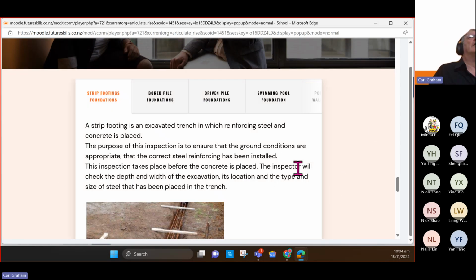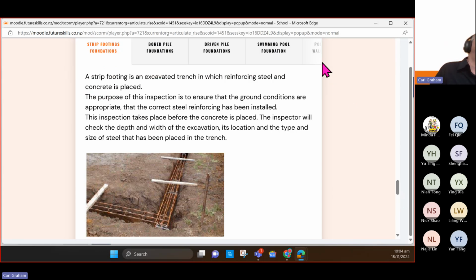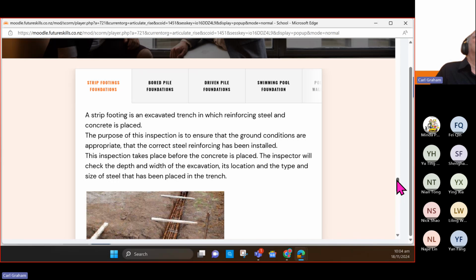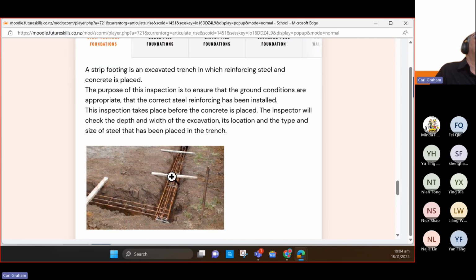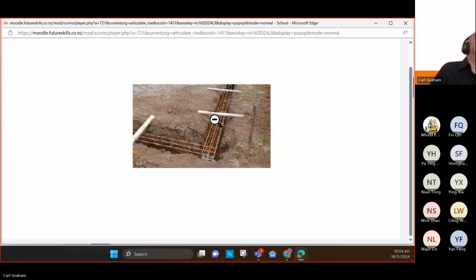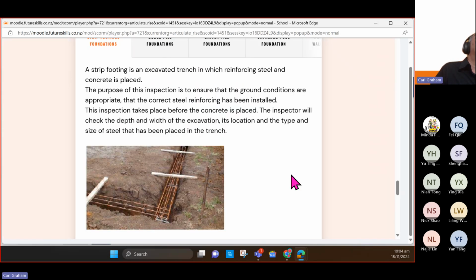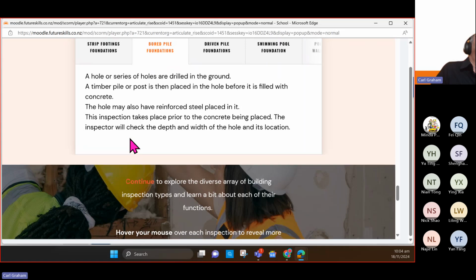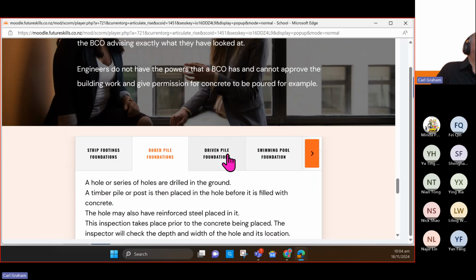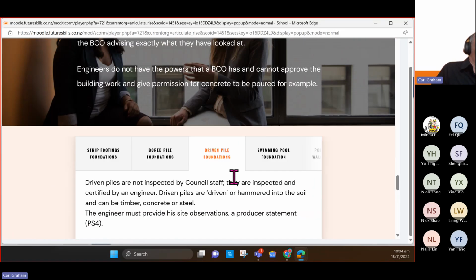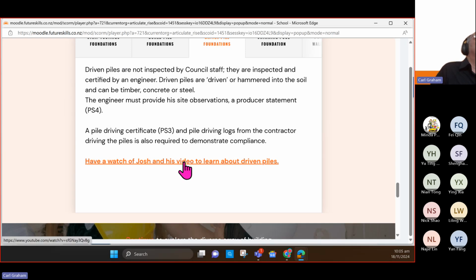So here's this thing here. You can see the little button here, and this is every inspection that goes on. For example, this is strip footing. There's a picture of a strip footing, right? So excavated trench in foundation is placed, and like you can read, I'm not going to waste your time. Then the hole. There's pile holes, driven piles. Oh yeah, that's a good one there. A video about it. Let's have a look.